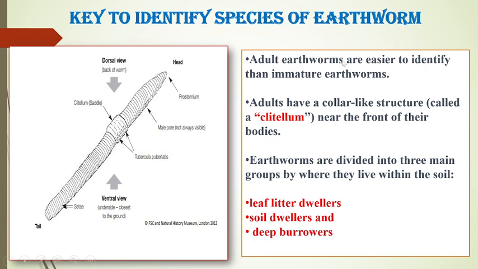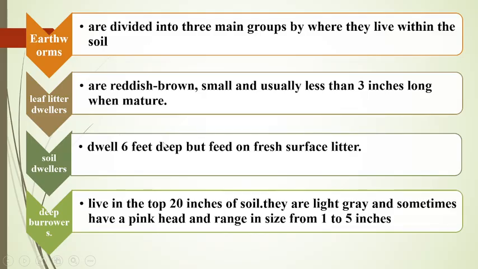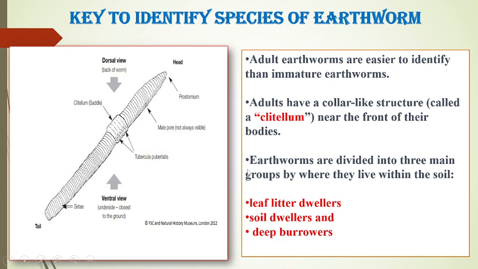Adult earthworms are easier to identify than immature earthworms. Adults have a collar-like structure called clitellum near the front of their bodies. Earthworms are divided into three main groups by where they live within the soil. Earthworms are basically found in soil, and on the basis of that, they can be divided into three types. First are leaf-litter dwellers, then soil dwellers and deep burrowers.